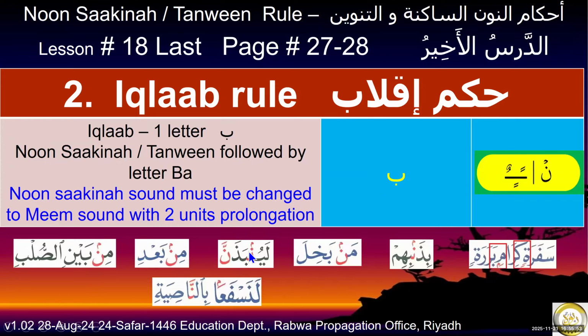La yumbadhanna, mim baadi, mim bayni, sulbi la nasfa'am bin nasiya. So in all these places, meem sakina sound has to be pronounced instead of noon sound. This is the rule of iqlab. It only comes when there is a tanween or noon sakina followed by letter ba. Any questions?